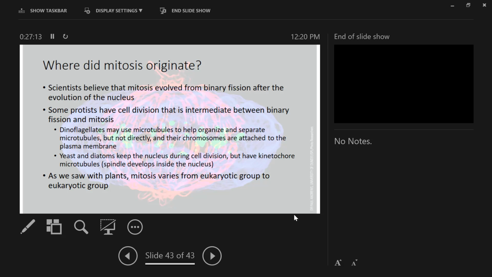And so then the question is, how do you get mitosis from binary fission? And the answer to that question is nobody really knows. Like, we don't really have a good mechanism. We do have some organisms that do different forms of mitosis, but there's not really a good mechanism for getting mitosis from binary fission.